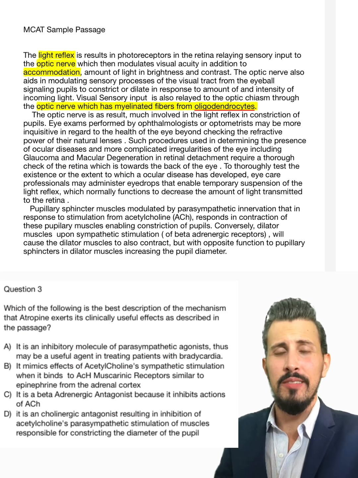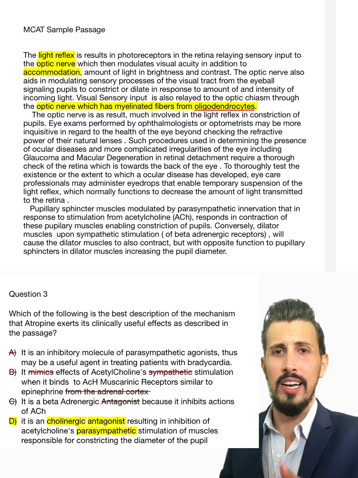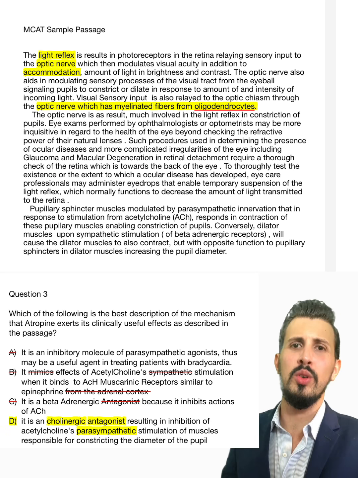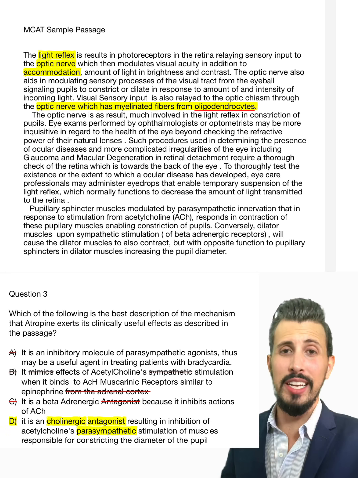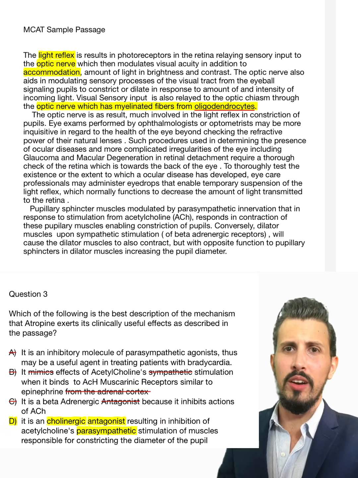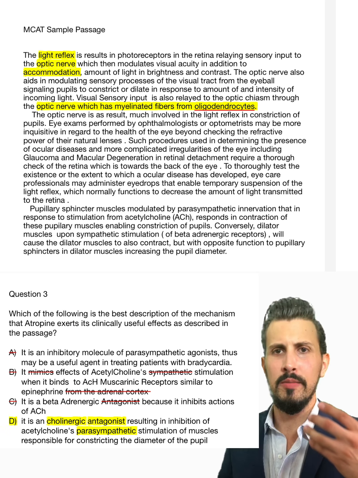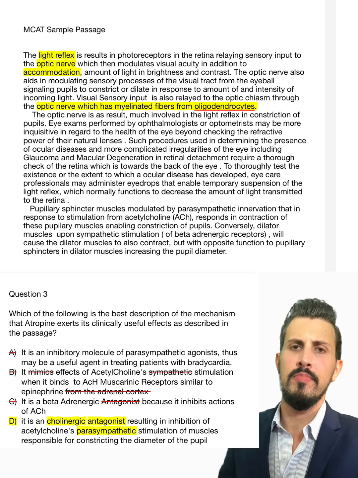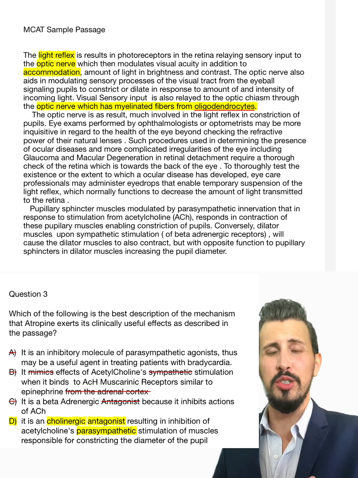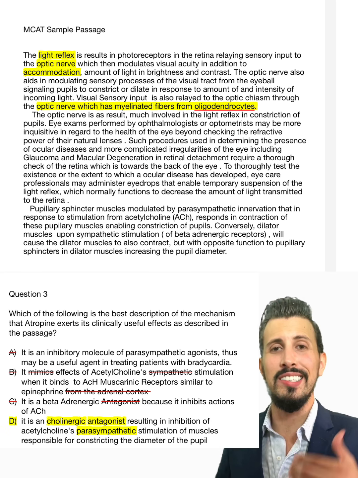Now with answer choice D, it summarizes the effect of atropine on acetylcholine in reference to inhibiting its parasympathetic muscarinic cholinergic stimulation on the pupil, which otherwise functions to reduce the diameter of the pupil. And so D is the best answer.